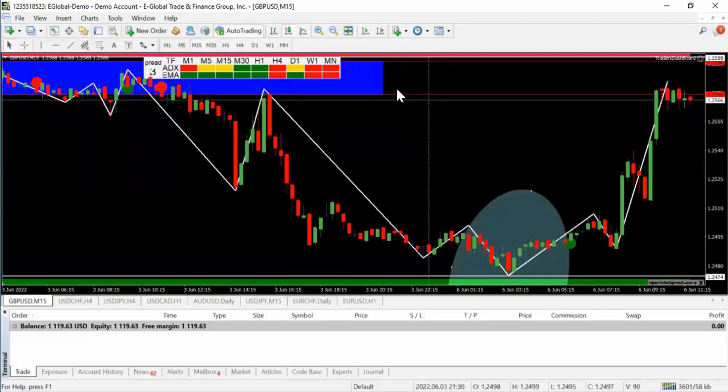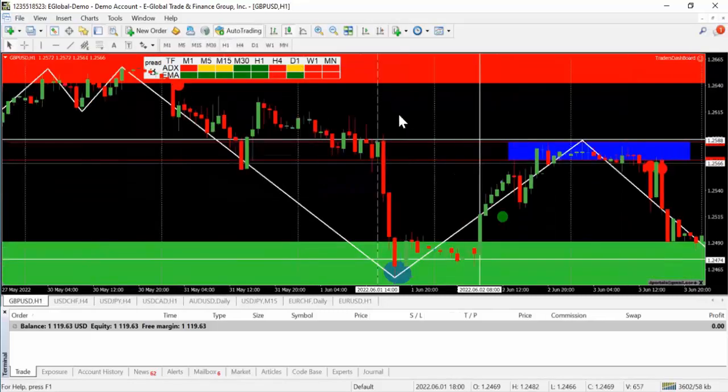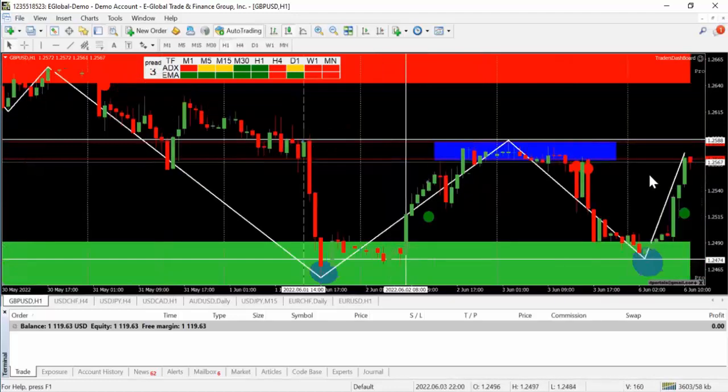But something must happen in 15 minutes. If 15 minutes turns to be selling, we are going to go sell. We are going to be selling in 15 minutes if 15 minutes goes sell, because we already used 1 hour to look for where the market is going. And it's telling us that the market is going up, but there's a barrier here. And this barrier can lead to this market turning back to be selling.